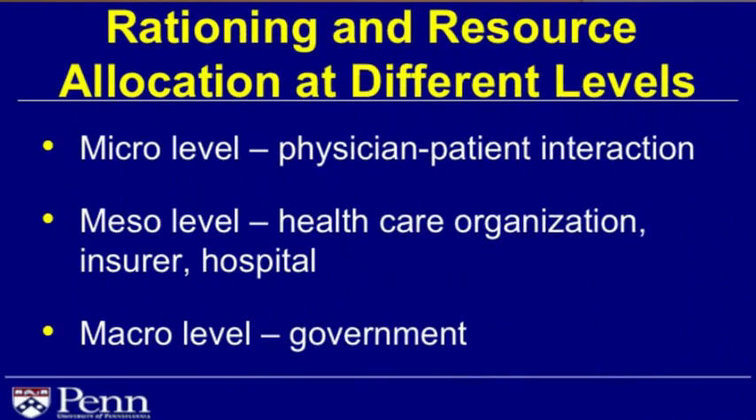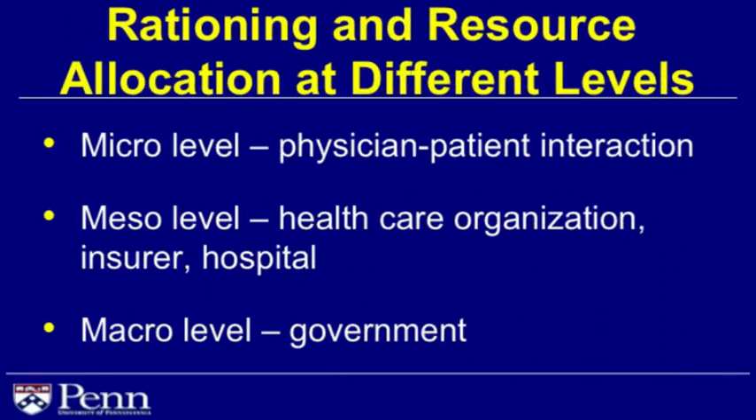Rationing and resource allocation can occur at different levels. Typically, the rationing decision is at the physician-patient level, the micro level. There's also a macro level where the government sets guidelines. For example, the government setting guidelines if we had too few vaccines as to who would get the vaccines first. Often these decisions, especially resource allocation decisions, can be made at a meso level, healthcare organizations, insurers, or hospitals under certain circumstances. Rationing decisions can frequently be made there as well, or at least guidelines for rationing decisions.